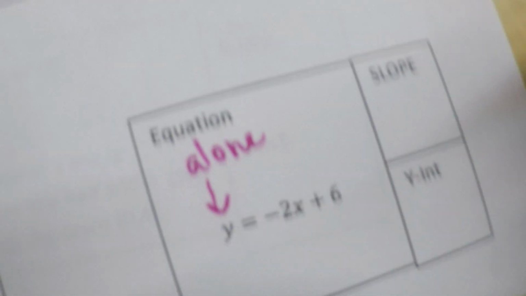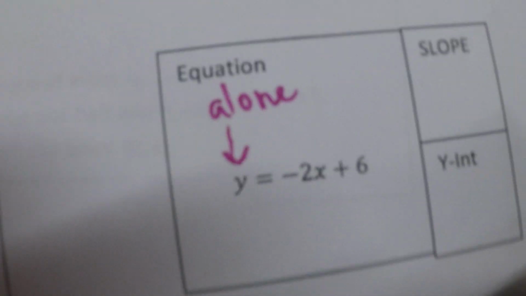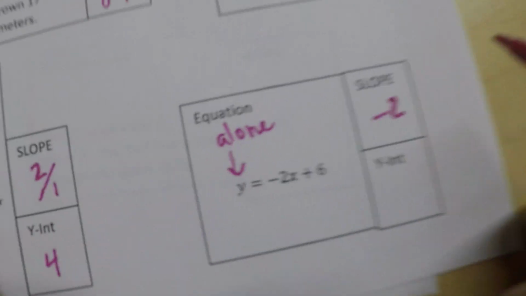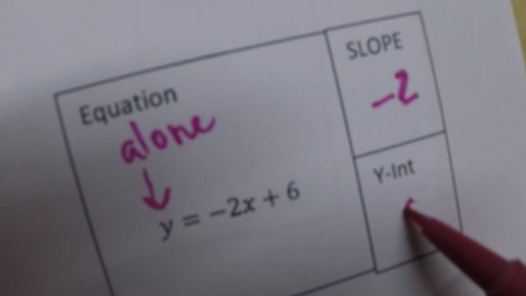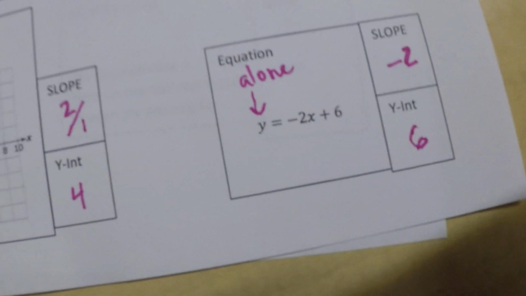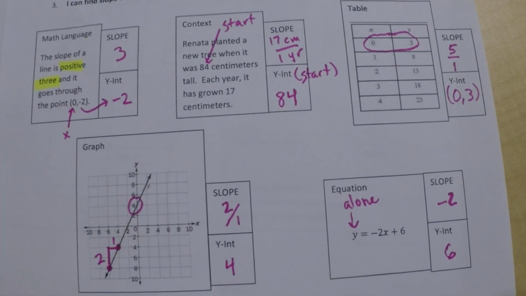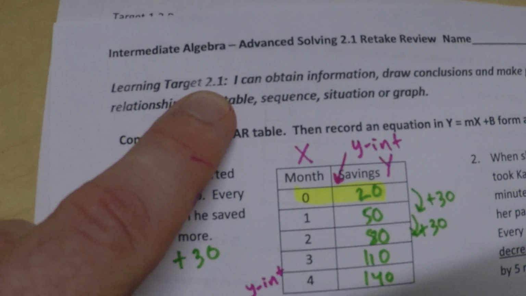And lastly, in an equation, when y is by itself, so that's kind of key, whatever is multiplying by x is your slope. So I'm going to put a negative 2 right there, and then whatever number is adding with the x, that is your y-intercept. Okay. So use these notes to help you do the other side. Once that looks good and I've checked your answers, then you're ready to do the retake for target 2.1.